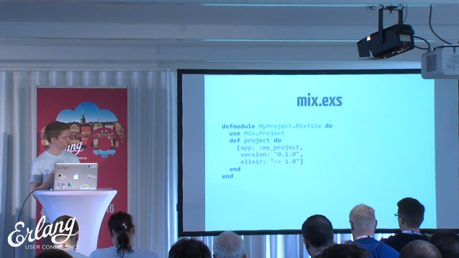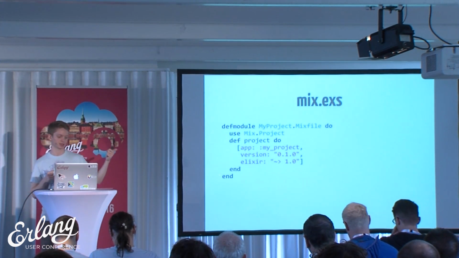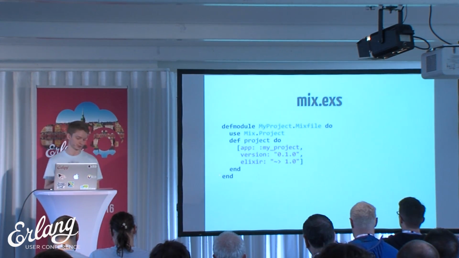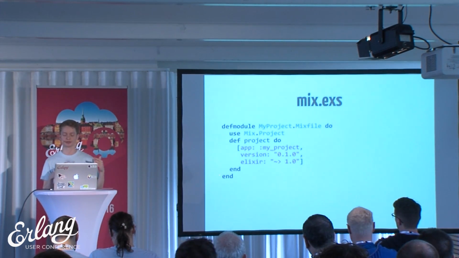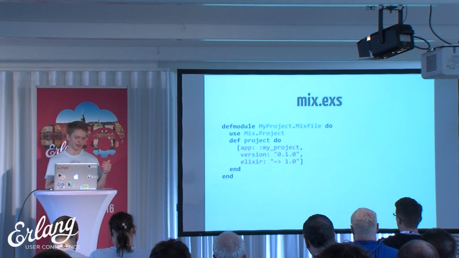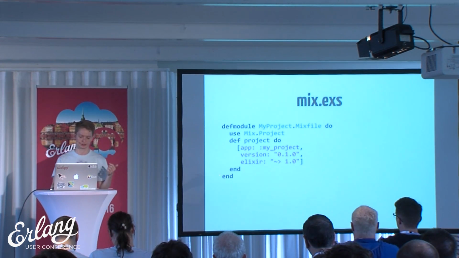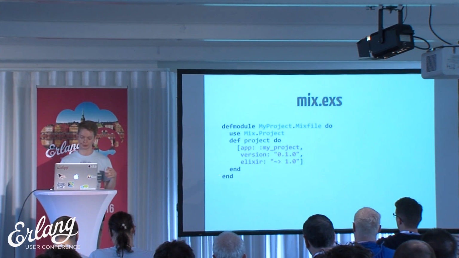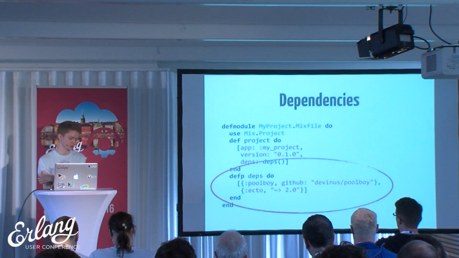And we can see that this mix file defines a single function. That's the project function, and it's what's configuring your project. And here you can see a minimum example of that. This is also where you would list your dependencies, compiler options, and anything else. So let's look at the actual dependencies.